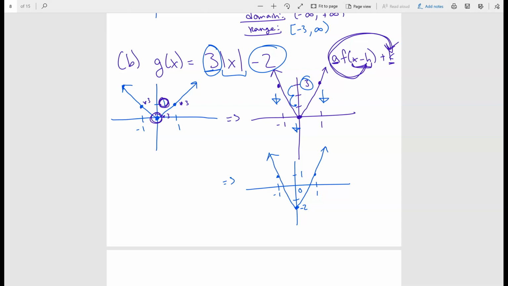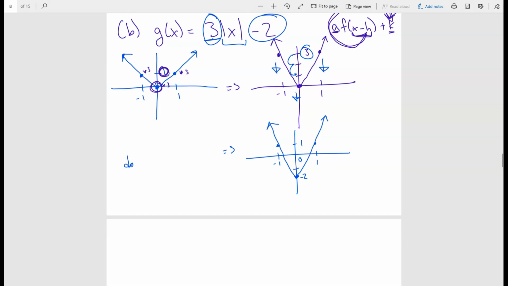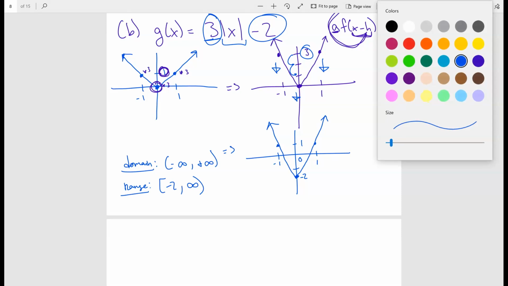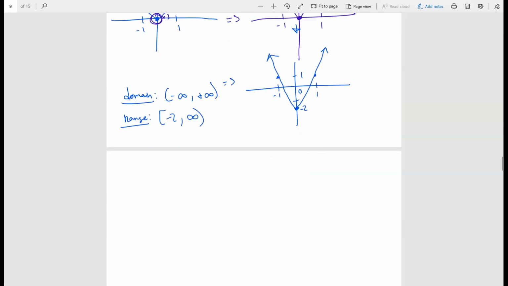Okay, so if I wanted to find the domain, it is going to be from -infinity to +infinity, because with absolute values, you can plug in anything that you want. And then the range is going to be from the bottom part, which is -2 included, all the way to infinity. Okay. All right, let's do another one.